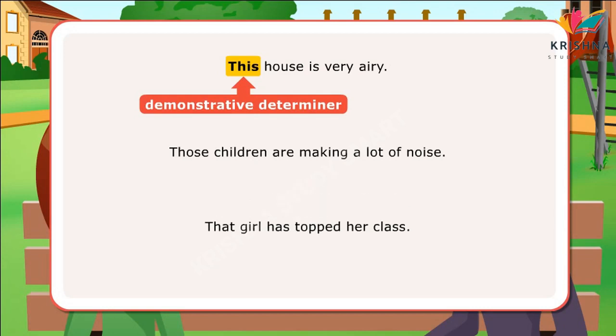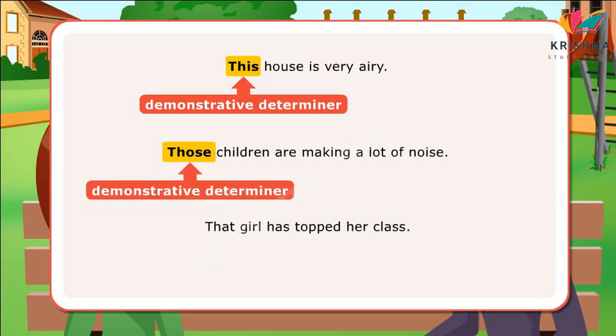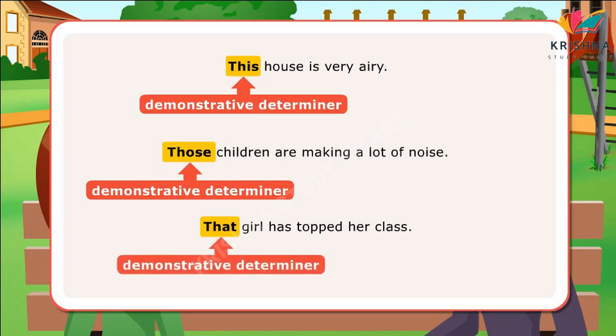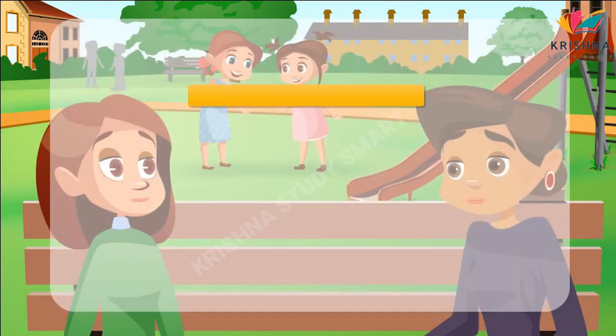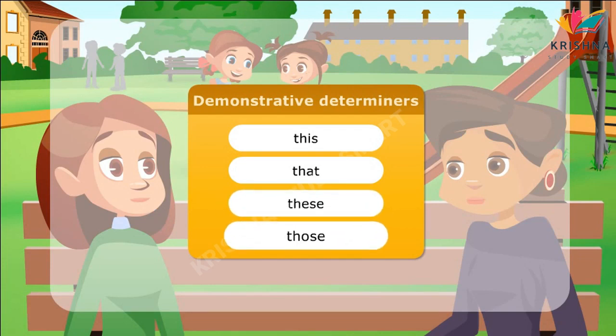In the next sentence, those is a demonstrative determiner as it points at few specific children playing some distance away. In the third sentence, that is a demonstrative determiner as it points at a specific girl who is not close by. There are only 4 demonstrative determiners in English: this, that, these, those.